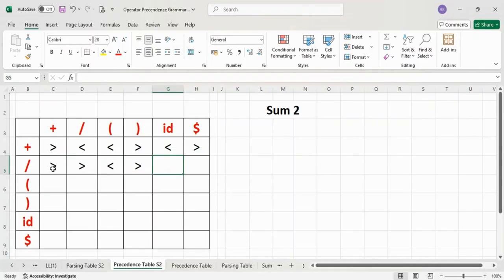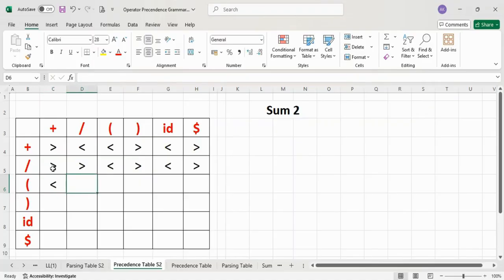Division and ID, obviously division has lesser priority. Division and dollar, obviously division will have a higher priority because dollar observes least priority. Coming to next, opening bracket and plus. As I said, when I observe an opening bracket, I give a less than sign.